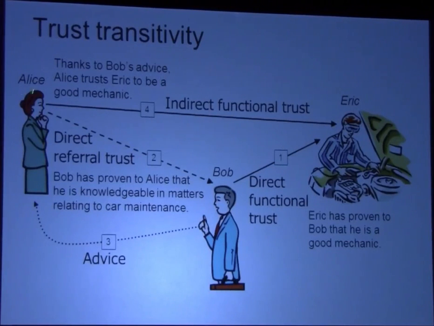What about Alice's trust in now the car mechanic Eric? She has never seen Eric before, has never had her car fixed at Eric's garage. So her trust in Eric is indirect. But Eric is going to fix the car. He's the mechanic. So the trust is functional. So you see the combinations between direct and indirect, functional and referral trust. And this is actually important.